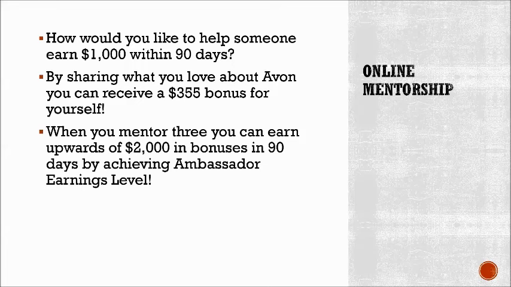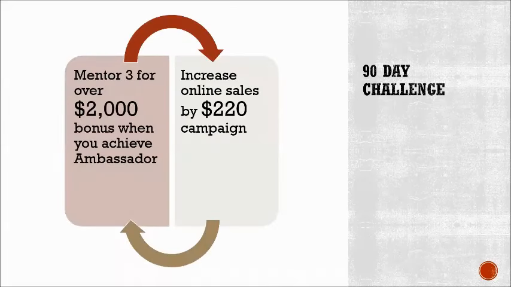And when you mentor 3, you can earn upwards of $2,000 in bonuses in 90 days by achieving ambassador earnings level. This is in addition to your personal sales commission, as well as your enrollments team sales commission of 2 to 5% once you reach ambassador level. So this is the challenge. Mentor 3 for over $2,000 bonus and increase online sales by $220 just by using the tips that Heather and Tracy gave you today. This is totally achievable.